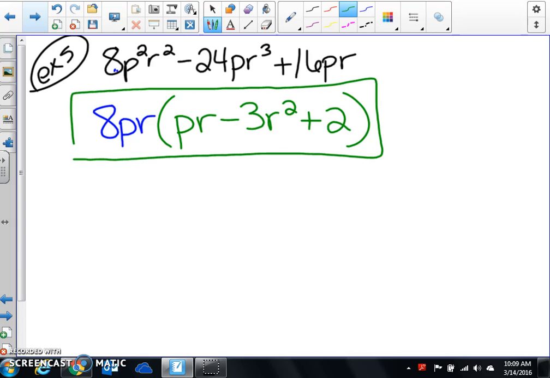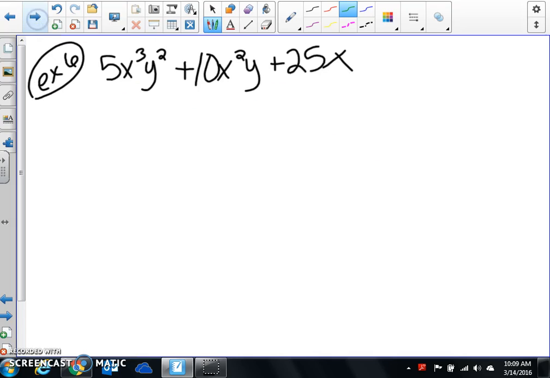That's completely factored. All right, so I have 1, 2, 3 terms. So just like before, I look at my smallest, which is a 5. I'm looking just at my coefficients. Does 5 go into 10? Yes. Does 5 go into 25? Yes. So I can take out a 5.